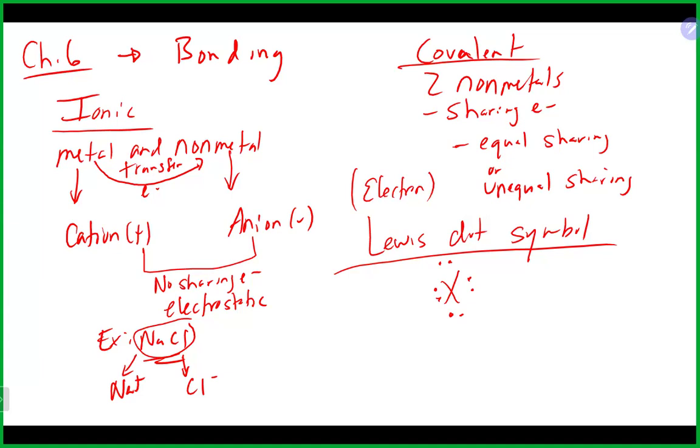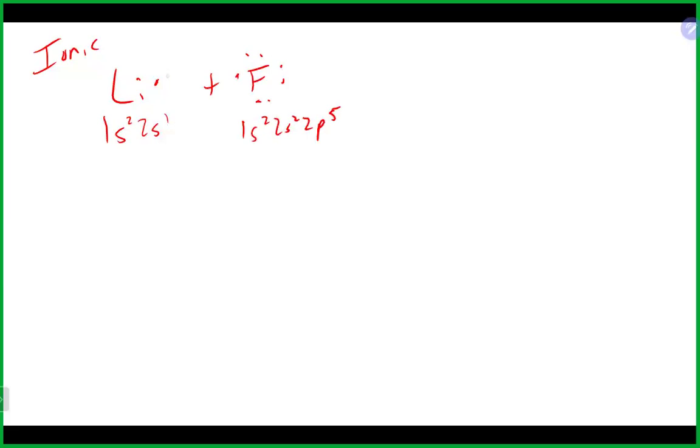Now, I think we finished up starting to talk about covalent bonding. We showed an example of ionic bonding using Lewis dot symbols, I believe. So, for example, if we had lithium, 1s2, 2s1, plus fluorine that has 7 valence electrons, 1s2, 2s2, 2p5, this lithium is going to send it over here to the fluorine.